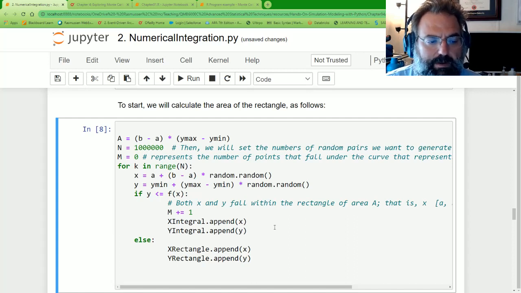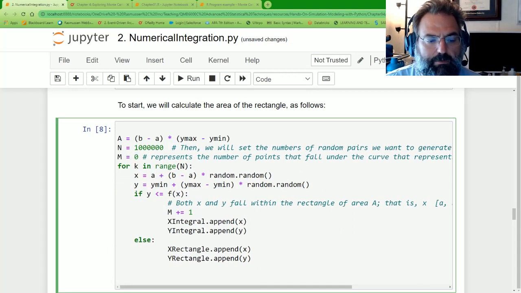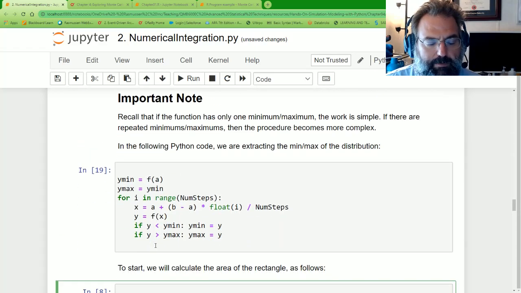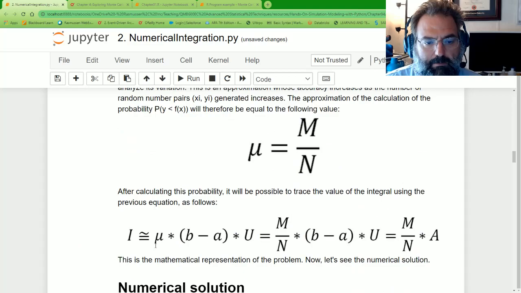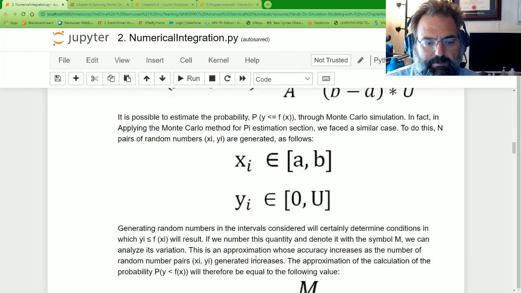So now we need to do some calculations about big A, which is b minus a times y max minus y min. And then again, n is the number of random points that we're doing. We probably don't really need to set it again because it's the same, but it does make it clear. m is the number of points that fall under the curve represented by f of x. So we run through another loop. The first pass through was figuring out what the min and max are of f of x, so that's figuring out how big it goes and how little it goes.